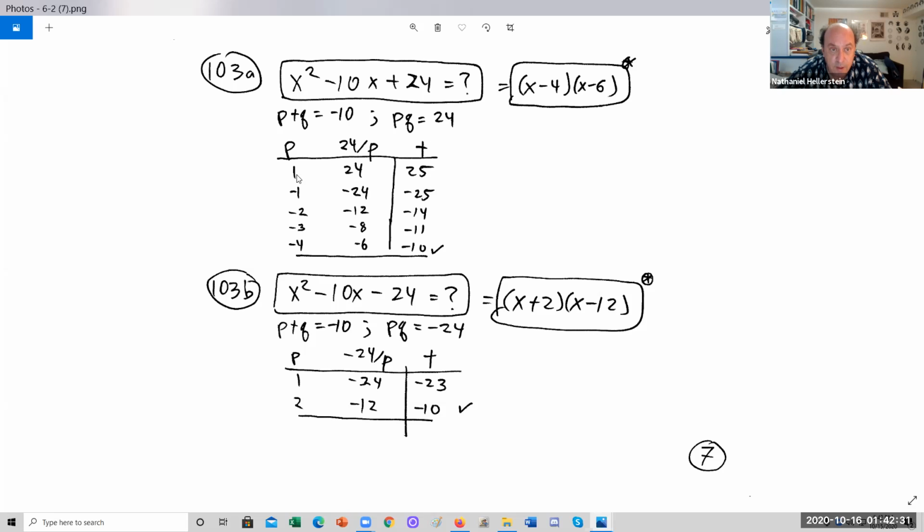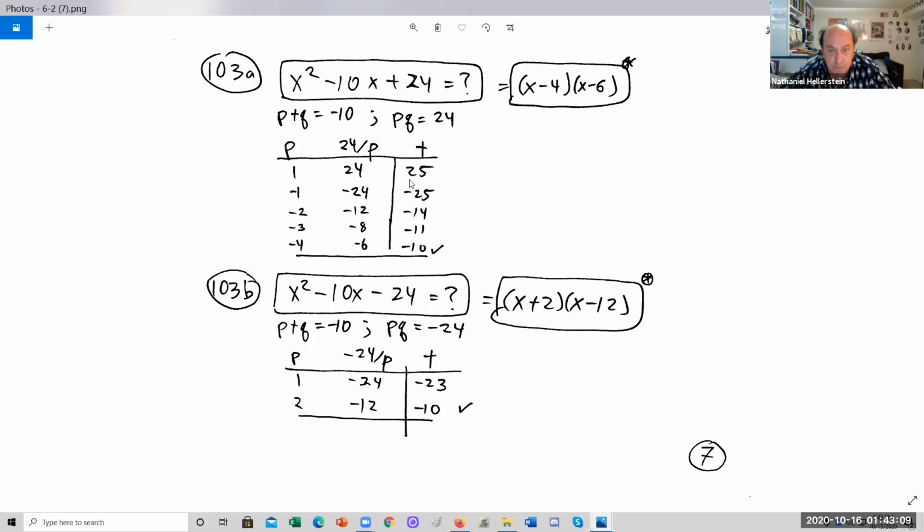If P is 1, Q is 24, the sum is 25, wrong sign. All right. If P is negative 1, so we flip the signs, negative 1, negative 24, negative 25. Not quite there. P negative 2, Q is negative 12, sum is negative 14. It's closer. P is negative 3, Q is negative 8, sum is negative 11, closer still. If P is negative 4, then 24 over negative 4 is negative 6. Negative 4 plus negative 6 is negative 10 as required. So you use x minus 4 times x minus 6.